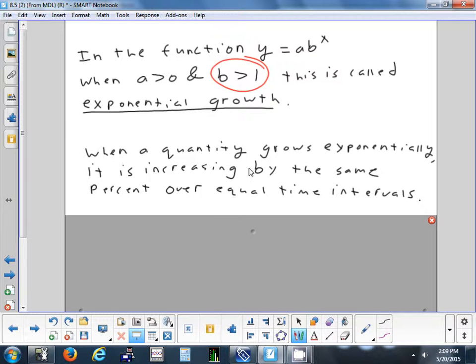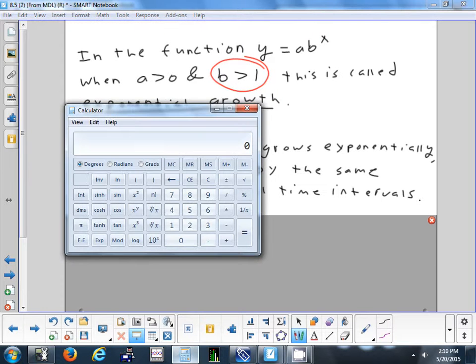When something goes up exponentially, you might have heard this kind of wording before. Has anyone ever heard of something like the city's population went up 2% every year? Something like that? That's exponential growth. If something goes up the same percent every year, it's growing exponentially. In other words, it's growing very quickly.